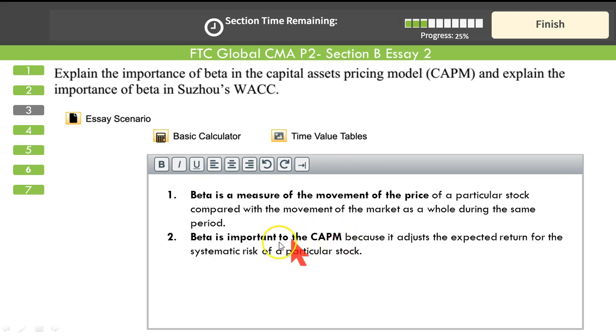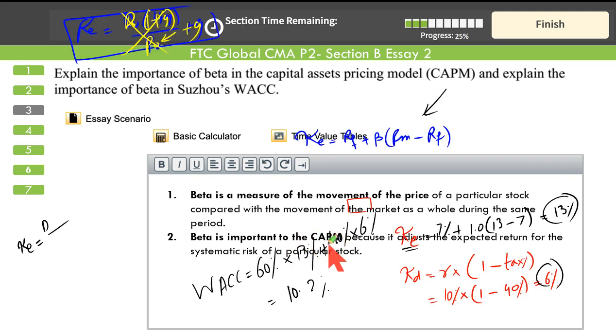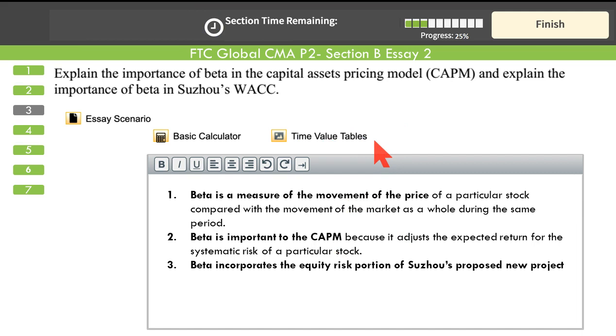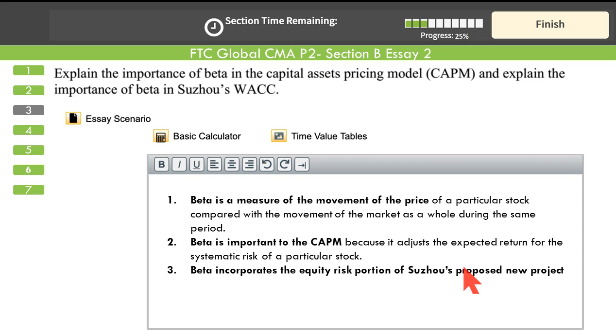So why is beta important to CAPM? Because it helps us in determining the cost of capital. As per this formula, as you can see, cost of equity is equal to risk-free rate plus beta times RM minus RF. So beta helps us determine the required rate of return on equity, right? And beta itself incorporates the equity risk portion of Shuzu's corporation, because beta is used in the cost of equity, which is the risk-free rate plus beta times the market premium. For debt, we have a separate formula. So these are the reasons why beta is important in the computation of weighted average cost of capital, right? Next question.